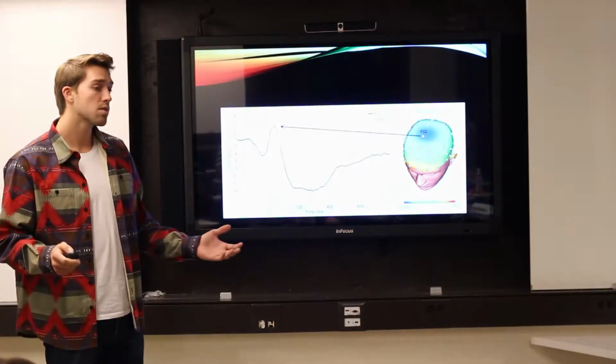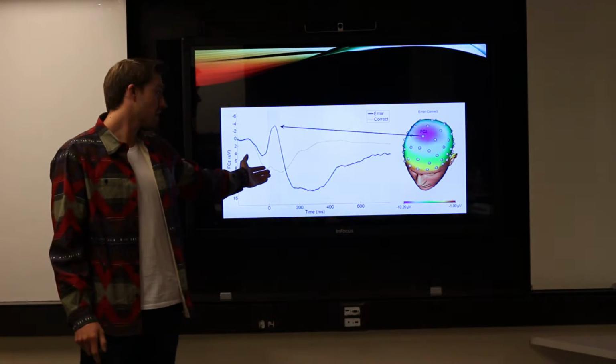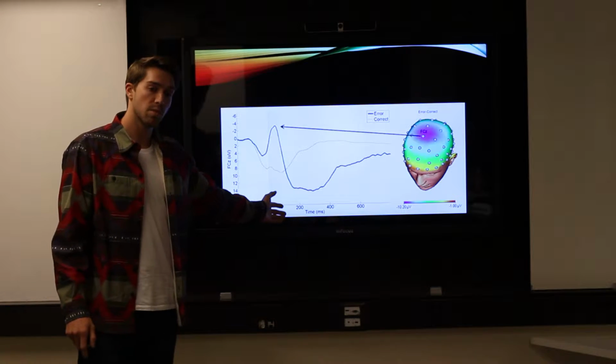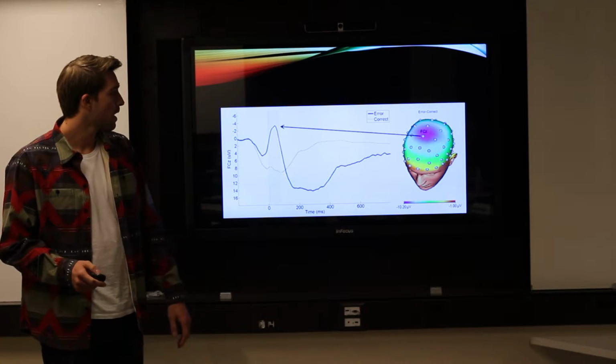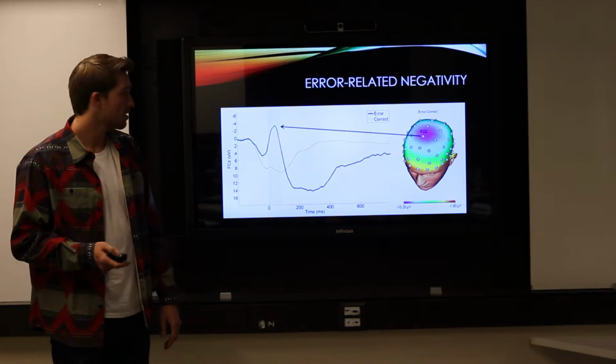So these types of ERPs can occur in response to any type of event. When it occurs in response to an error, what you'll see is a sharp negative deflection occurring about 50 to 100 milliseconds after the actual error occurred. This is called error-related negativity.